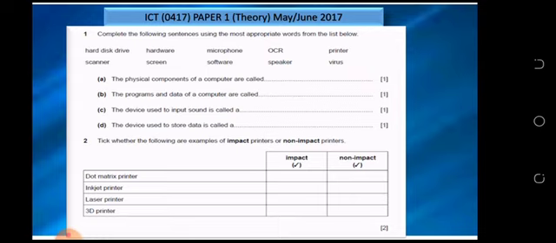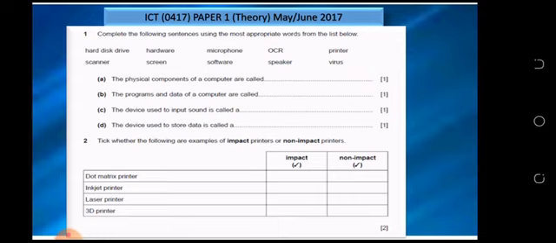B, the programs and data of a computer are called dash. C, the device used to input sound is called a dash. D, the device used to store data is called a dash. So the student is expected to pick from the listed words above to answer these 4 questions.